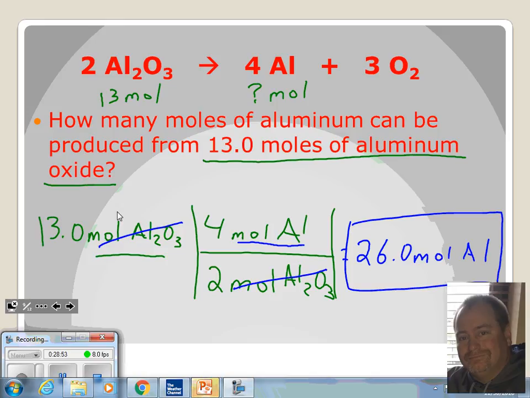Yeah, Sean? No, because you have to use the ratio to get the answer. Right. We can't guess on what the comparison is. We need that balanced equation to compare how many of one break down into how many of the other. Okay? Yeah. Ethan?